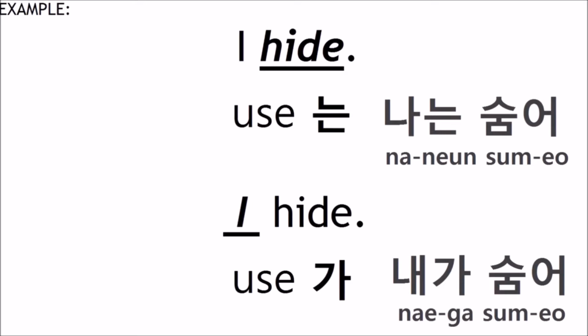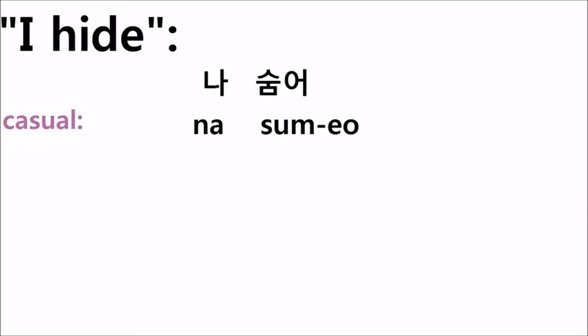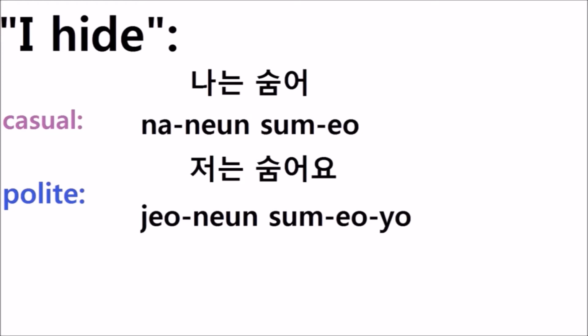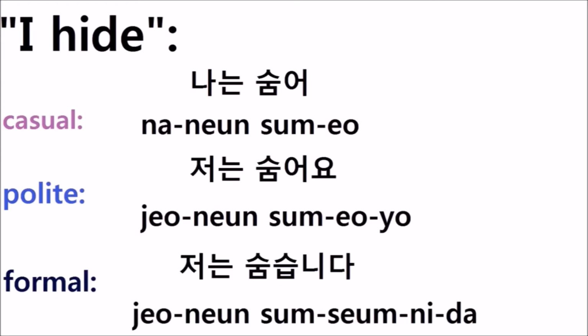Let's look at our example with the 는/은 variety of subject marker first. You label the subject of the sentence with the ending 는 if the subject ends in a vowel, or an 은 if the subject ends in a consonant. In this case, we have a vowel, so we use 는. 나는 숨어. Now the polite form, 저는 숨어요, and the formal form, 저는 숨습니다.